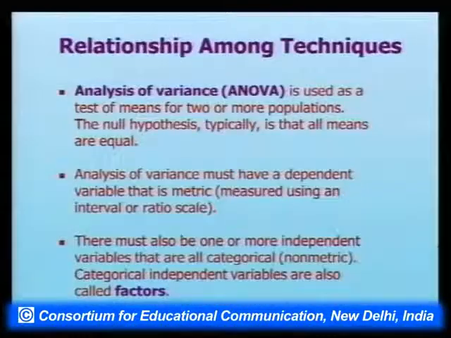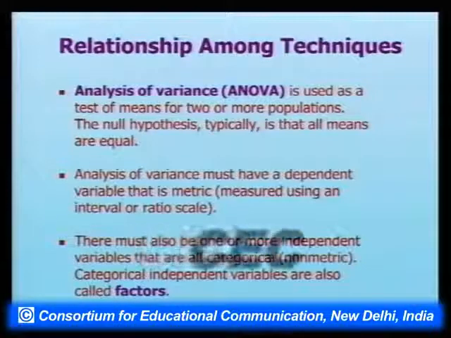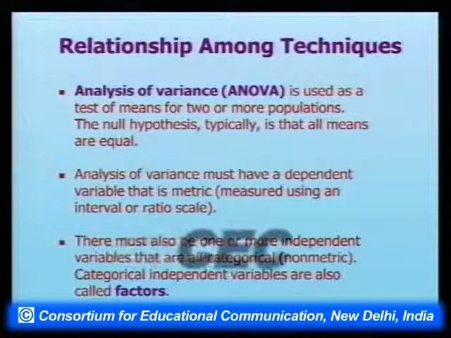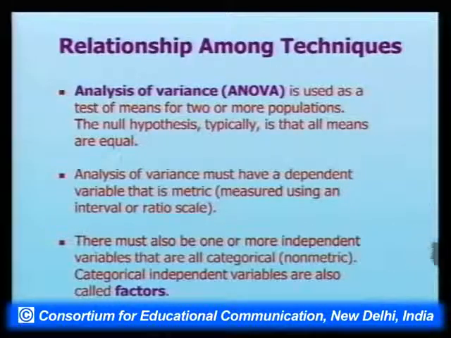Analysis of variance is used as a test of means of two or more populations. The null hypothesis typically is that all means are equal. Analysis of variance must have a dependent variable which is metric, measured on an interval or ratio scale. It also has an independent variable or more than one independent variable. However, all the independent variables must be categorical. That means they should have categories. In these scales we call them nominal variables.